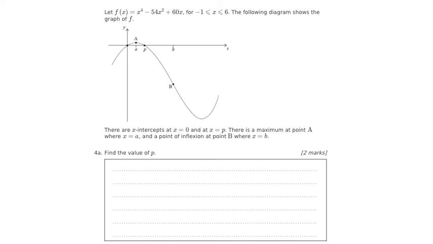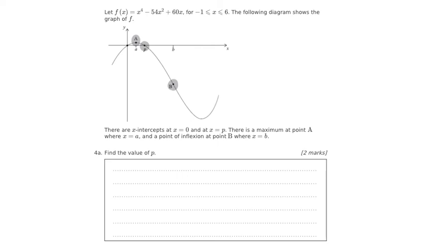Question 4. Let f of x equal x to the power of 4 minus 54x squared plus 60x, for x between minus 1 and 6. The following diagram shows the graph of f. As you can see from the diagram, we have a maximum at A, we have zeros at P, and we have a point of inflection at B. 4a, find the value of P, which is a 0.